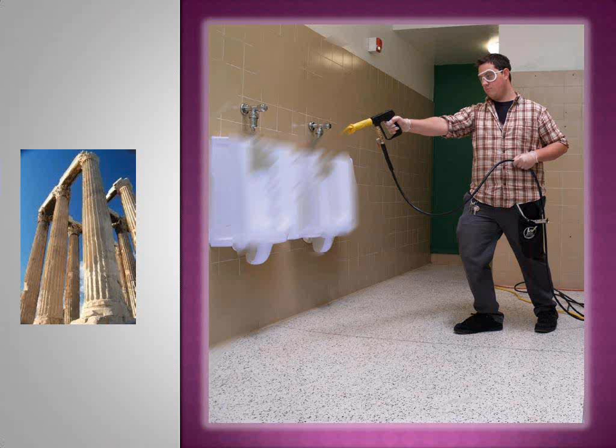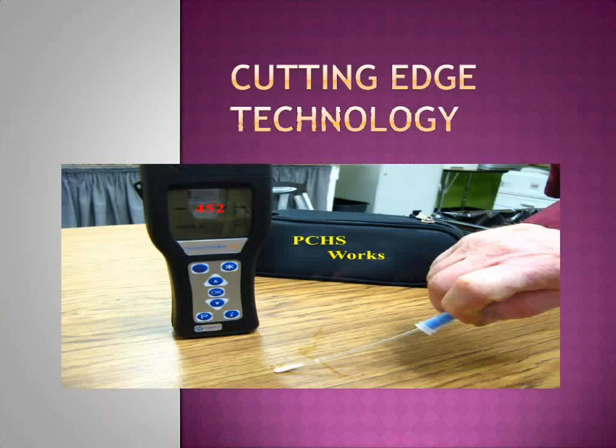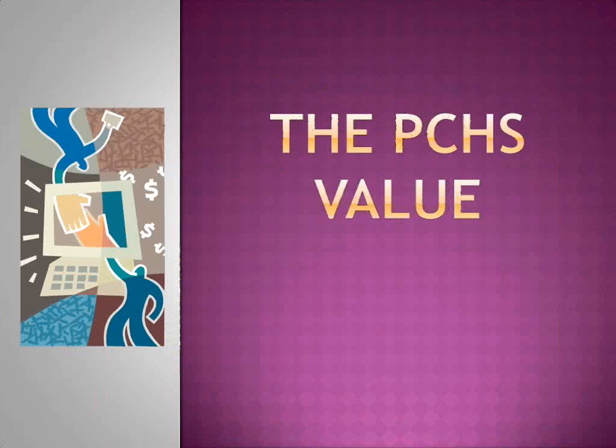And then the 5th technology pillar that holds up process cleaning is ICM, Integrated Cleaning Measurement Systems, and ATP testing. Now we can use science to back up what we say. If we say it's clean, we can use science to back that up. It's the cutting-edge technology that has been provided by the industry. I want to go to the slide, process cleaning for healthy schools, the value.